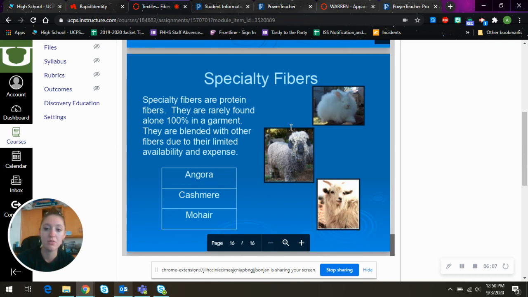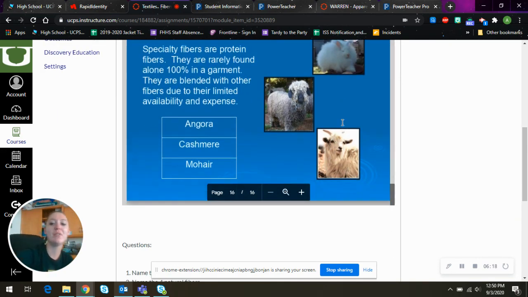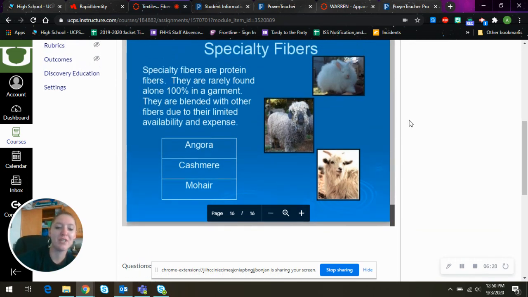Cashmere is this goat or sheep, either one. And then this mohair is actually a goat. This is a sheep. That's my fault. And then this is a goat. But those are rarely found by themselves. You're not going to find a 100% mohair sweater because it's super expensive.